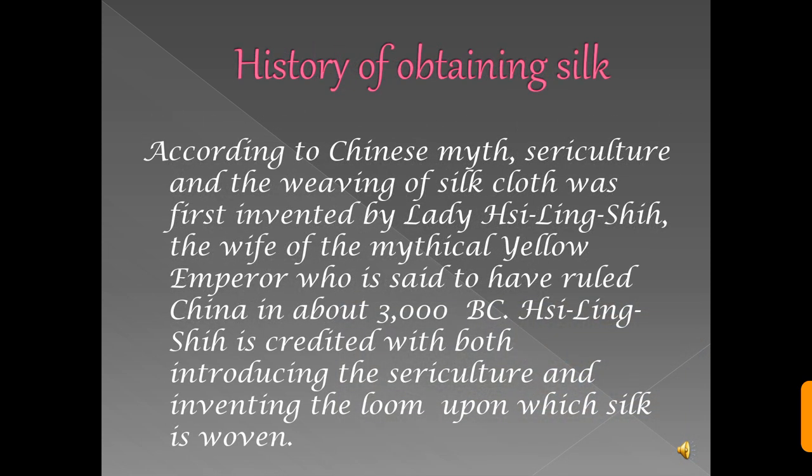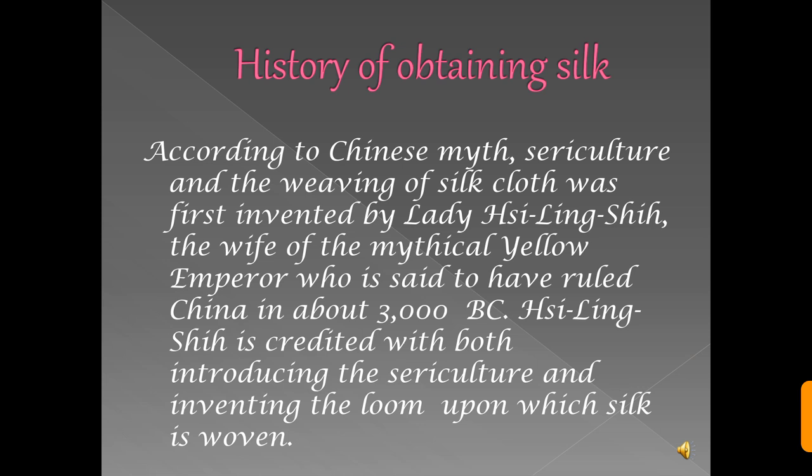History of obtaining silk. According to Chinese records, the discovery of silk production from Bombyx mori occurred about 2700 BC. It is believed that the Empress Si Lung Chi was asked by the Emperor Huang Ti to find the cause of damaged mulberry leaves on trees in their garden.